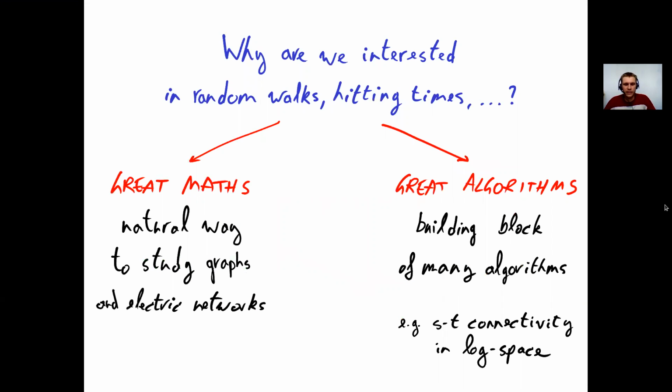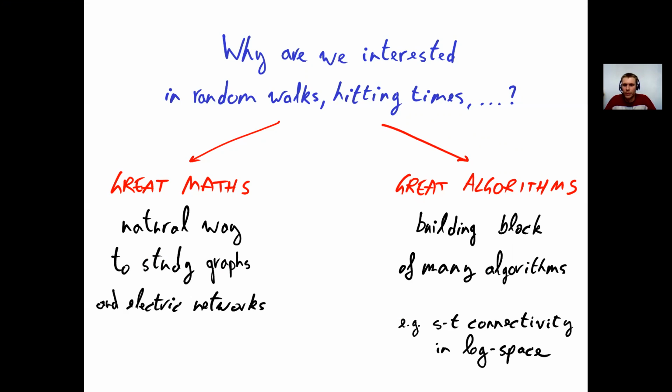Now, why are we interested in things like random walks, hitting times, and so on? One is that they're a great source of very nice mathematics. They form a natural way to study graphs, but also electric networks and so on. Second is that they're a source of great algorithms. So they're a building block of many algorithms, amongst which is the ST connectivity algorithm in log space.